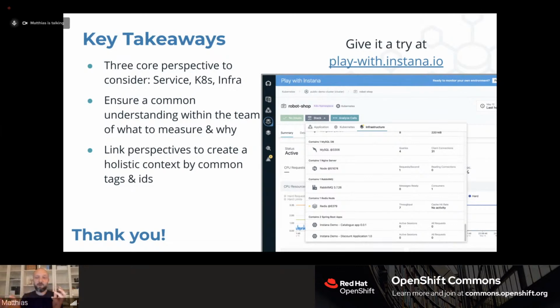So key takeaways, if you like: we've got service, Kubernetes, and infra. Please consider all of them.